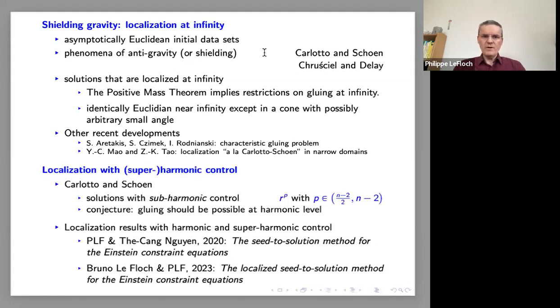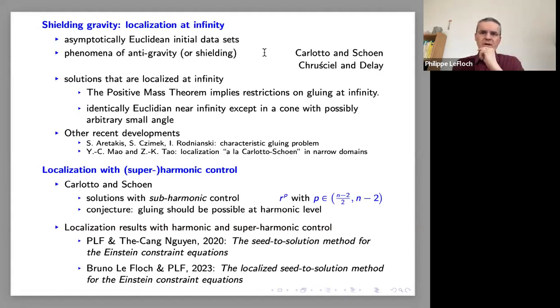So in that situation, my work is concerned with some sharp estimates for the solutions at infinity. Carlotto and Schoen, in their construction, were able to do the gluing by establishing estimates that are sub-harmonic, which intuitively is not the best behavior you would expect, because Schwarzschild would be a 1 over R, or I'm thinking in dimension 3, say.